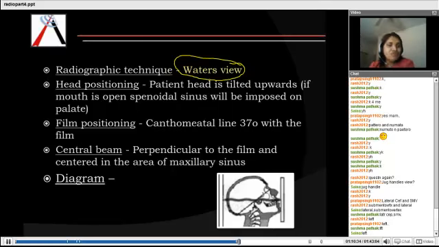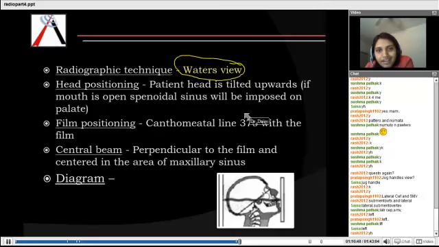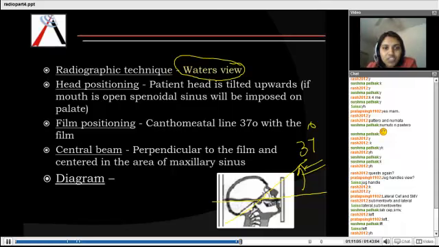Okay, too easy. When we talk about the Waters view, the head is positioned, you know, herein the head is tilted upwards. Note this. The head is tilted upwards, and the canthomeatal line is forming 37 degrees with the film. 37 degrees. So it's forming 37 degrees with the film, and the central beam is perpendicular to the film, and we position the central beam at the level of the maxillary sinus.